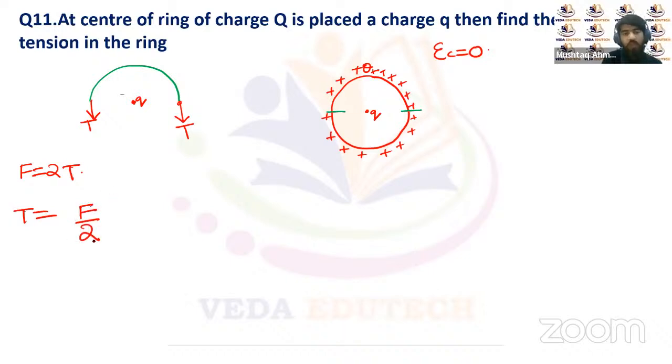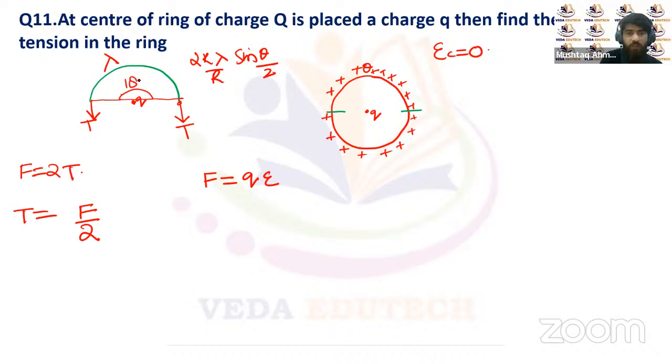Now we have to calculate the value of this F. This F will be the charge multiplied by the electric field at this point. I can see here the electric field because of this ring, having the charge density lambda, we know is equal to 2k lambda upon r sine theta over 2, where theta is the angle subtended at the center.